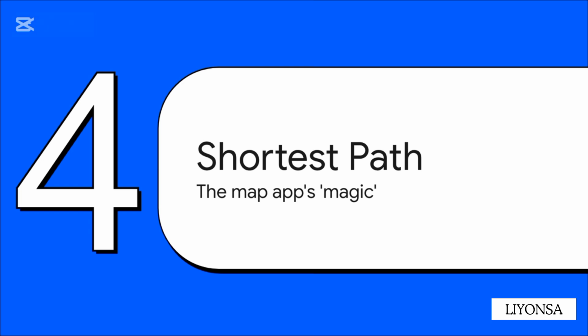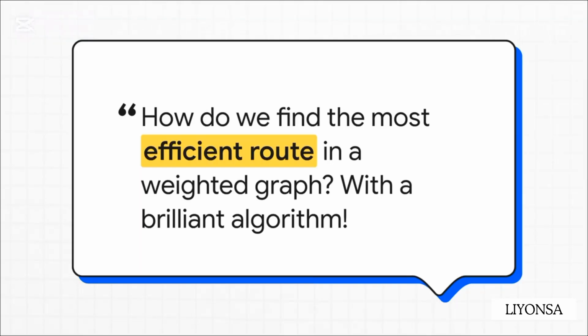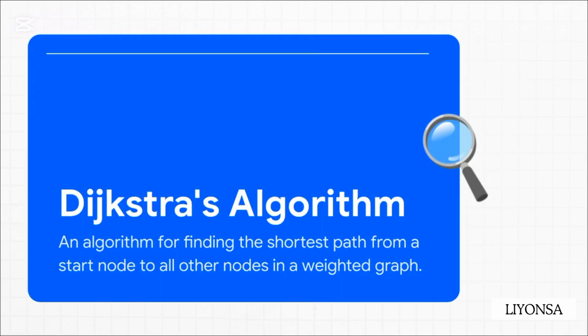We've got our weighted graph, we have a way to explore it, so now we can finally answer that question from the beginning. How do we find that fastest route? Finding the most efficient route in a really complex, weighted graph, that requires a very special tool. And in this case, it happens to be one of the most famous and elegant algorithms in all of computer science. It's called Dijkstra's algorithm.